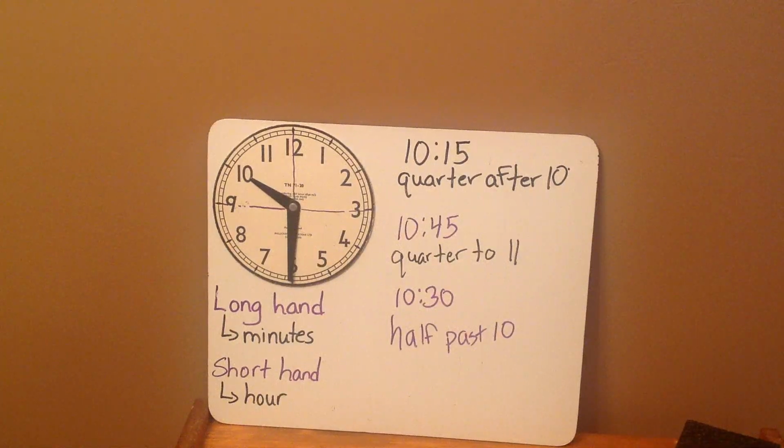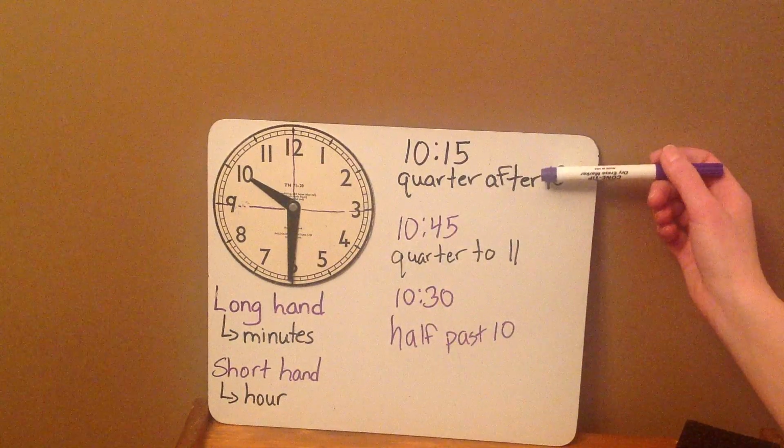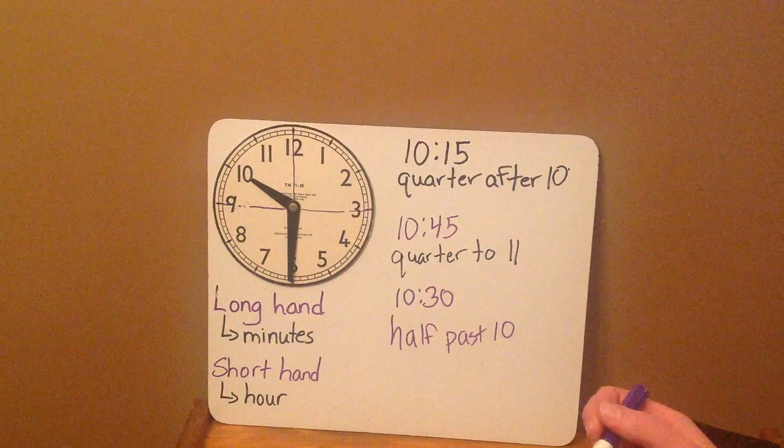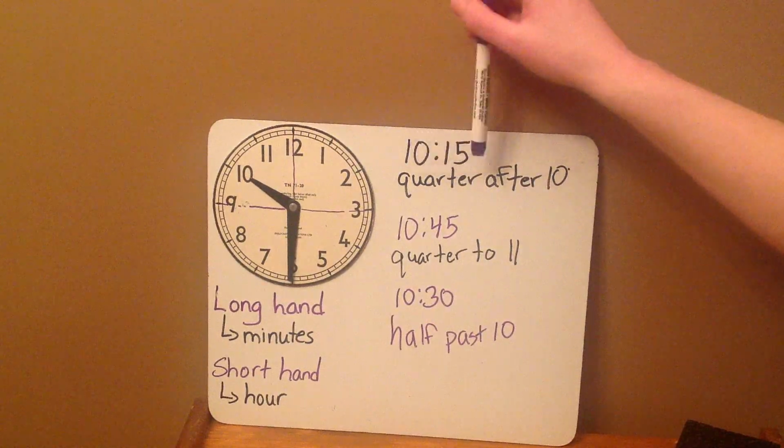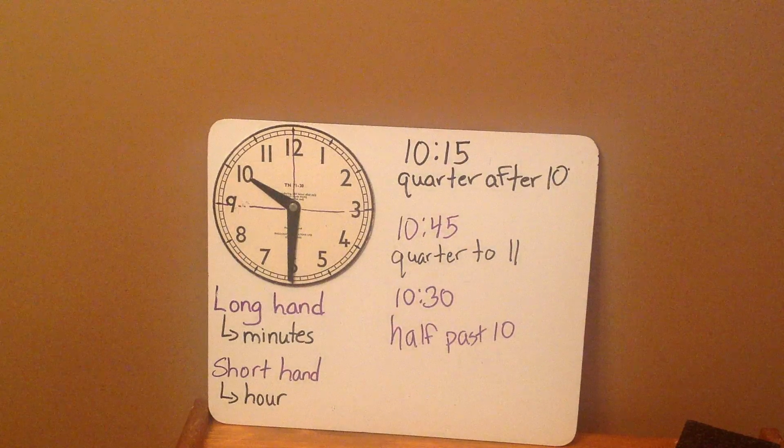Those are just 3 quick, easy ways for us to represent time with common language instead of always saying the specific digits of our time. Hope that's helped.